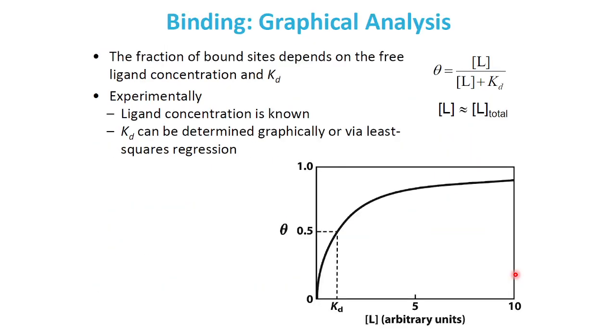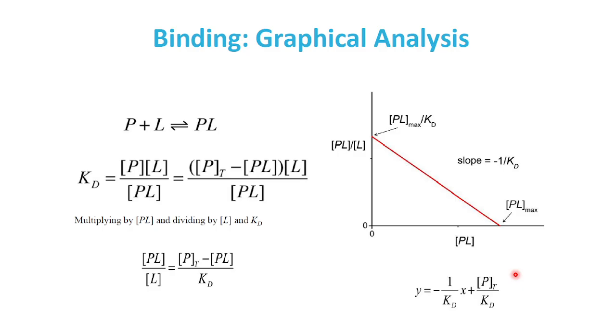Now we can plot a graph of theta versus ligand concentration, and at the particular point where 50% of the ligands are in a bound state, that is theta equals 0.5, we can tell that that is our Kd value. So 50% binding of the ligand to the protein is where we calculate Kd.